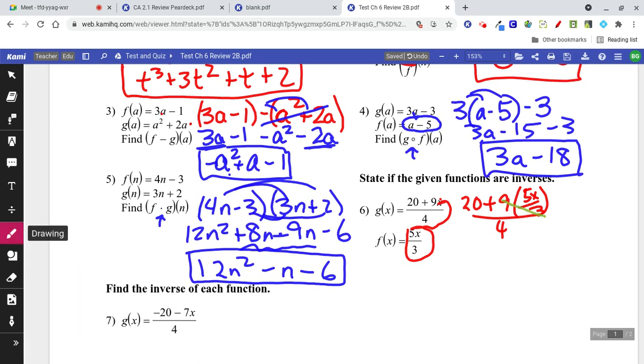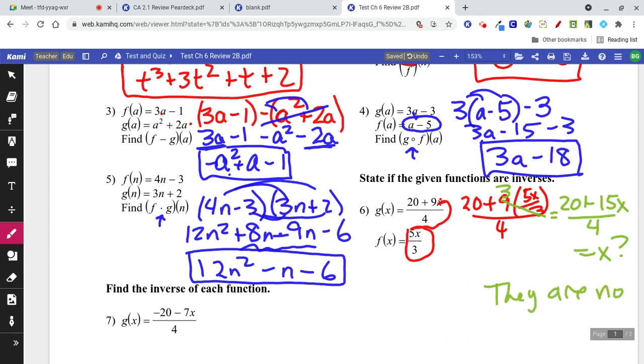3 cancels the 9, 3 goes in 3 times. So I have 20 plus 3 times 5x is 15x over 4. What you're looking for is all the numbers to cancel out, and you would be just equal to x. And since that does not happen, I can tell right now they're not inverses.